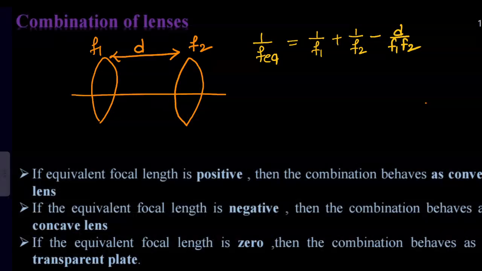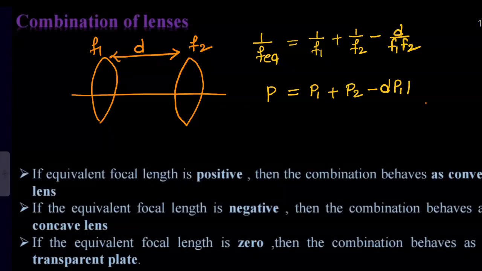And same thing here, if I want this as a power, so power is what? So 1 by f is a power. This means equivalent power will be equal to P1 plus P2 minus D into P1 into P2. This is the power.